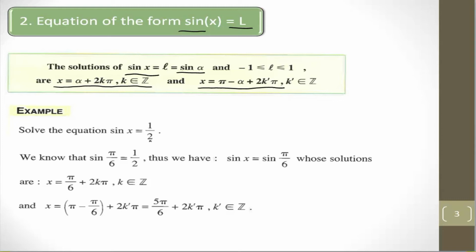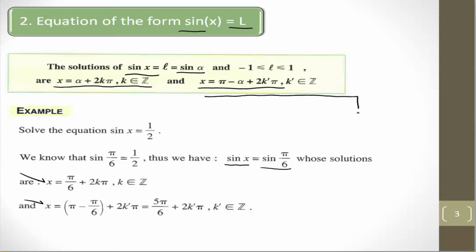Sine x equals half. We know that sine pi over 6 equals half. So we say that sine x equals sine pi over 6. So there are two solutions. The first one, x equals pi over 6 plus 2k pi, and x equals pi minus alpha, pi minus pi over 6, plus 2k prime pi, so it's 5 pi over 6 plus 2k prime pi.